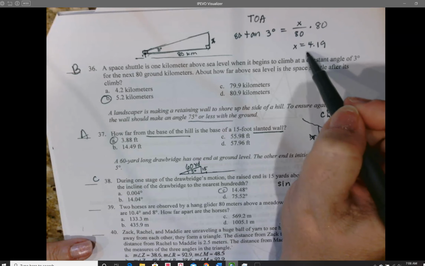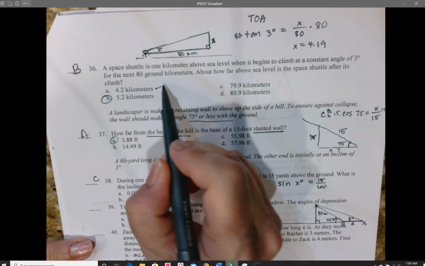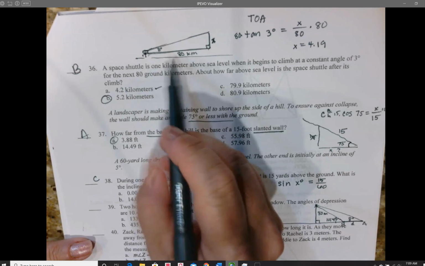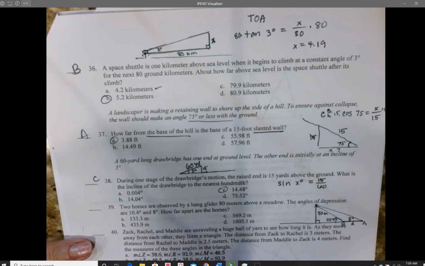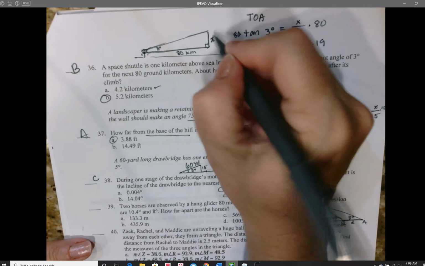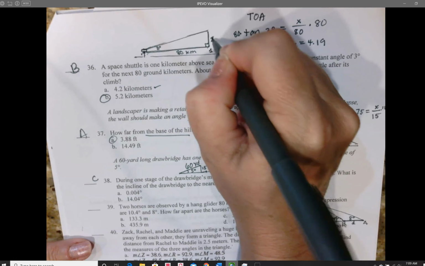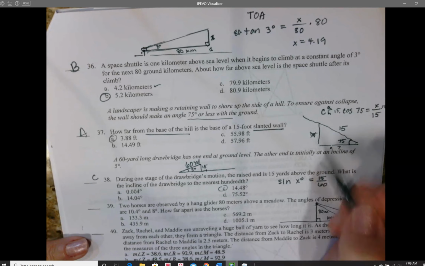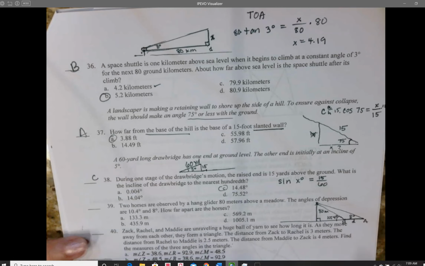And here's one of those tricky ACT things. 4.19 is actually a choice, but if you remember back at the beginning, they said it was already 1 kilometer above sea level. So if we're looking at how far it is off the ground, we have this 1 right here plus whatever our x is that we found. So we had to add 1 to that, so we get B is the correct answer.